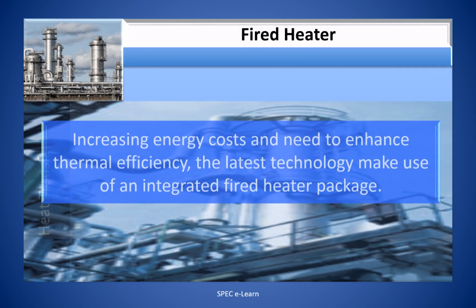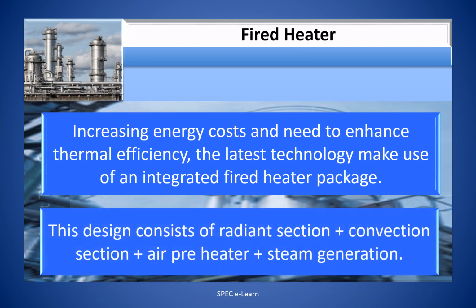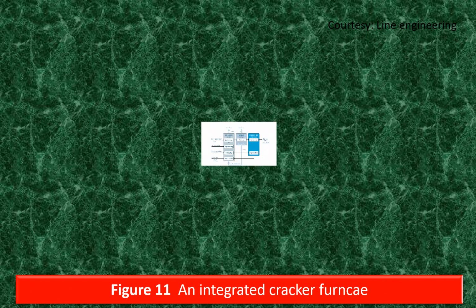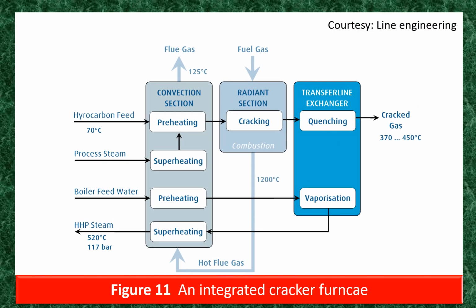Increasing energy costs and the need to enhance thermal efficiency, the latest technology makes use of integrated fired heater package. The design consists of radiant section, convection section, air preheat plus steam generation. This figure is an illustration of an integrated cracker furnace incorporating radiant plus convection plus steam generation plus process steam superheating, an integrated package.